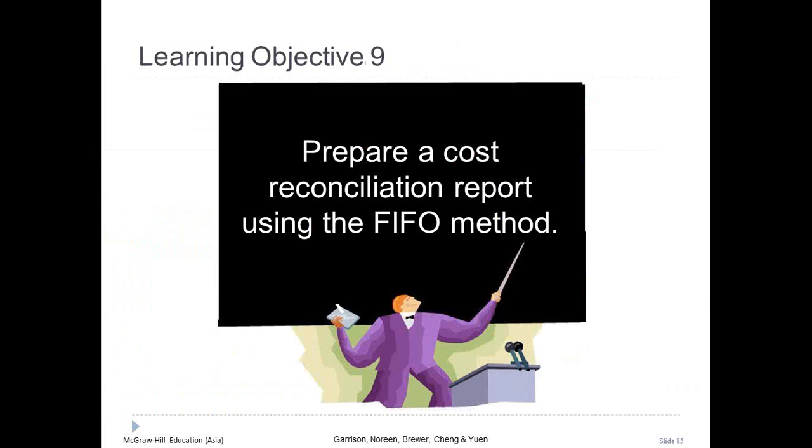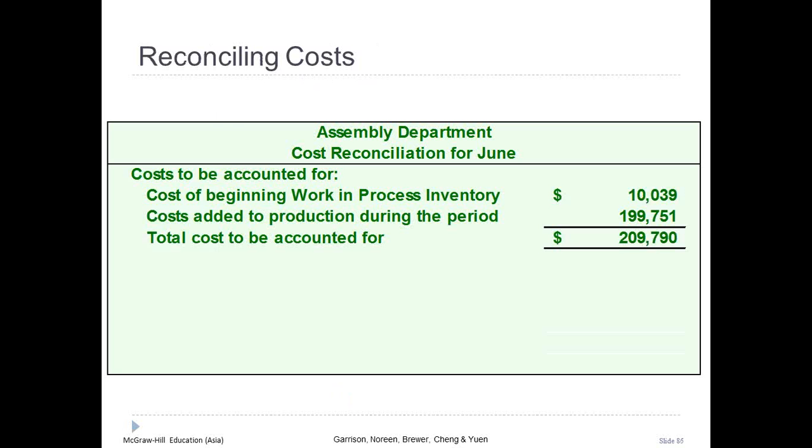So, learning objective number 9. Let's prepare a cost reconciliation report using the FIFO method. When computing the cost to be accounted for, the first step is to record the cost of beginning work in process inventory of $10,039. The second step is to record the costs added to production during the period of $199,751. The third step is to sum these two costs for a total of $209,790.